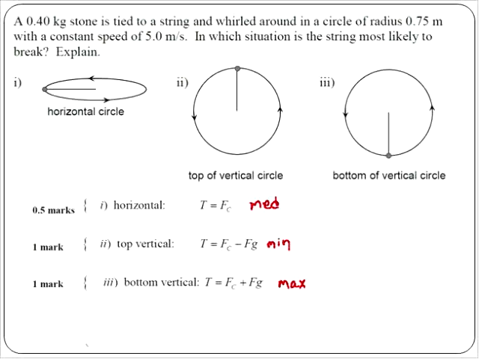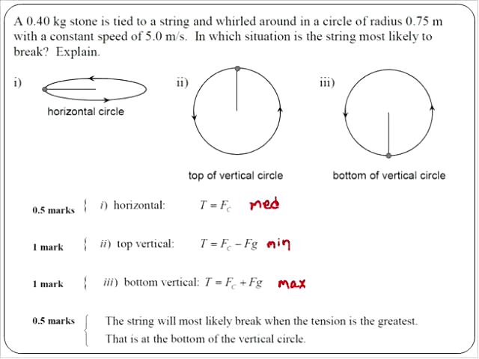Even though it's all uniform circular motion, because of the forces that are causing that centripetal force, the tension is different in every single case. But we want to know where the string is most likely to break. That would be where the tension is at a maximum. And that's that guy right there. The string most likely breaks where the tension is greatest, and that happens to be at the bottom of a vertical circle. That question was worth 3 marks.